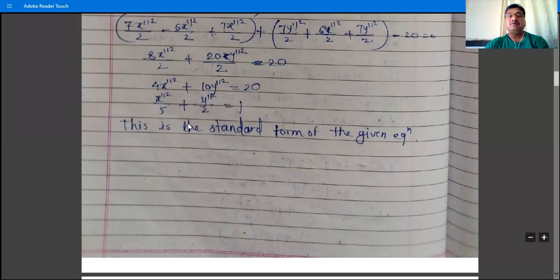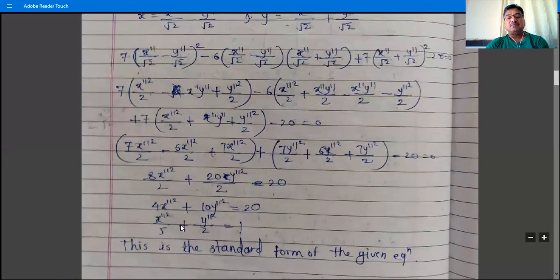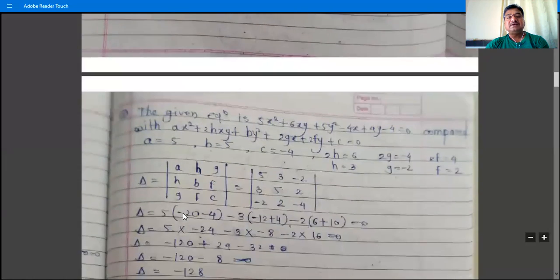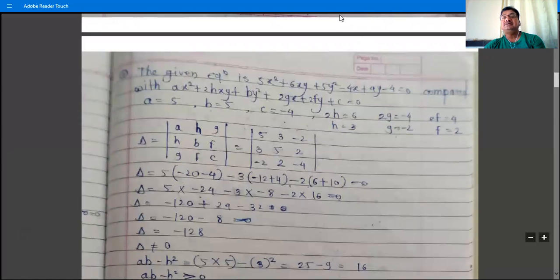What is the standard form of an ellipse? x square by a square plus y square by b square is equal to 1. So this is the standard form of the ellipse. So we'll see the same type of example in the next lecture, that is, reduce the given equation to standard form.